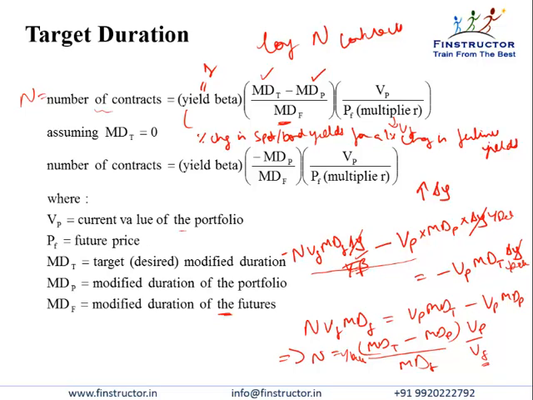Please take a second and try to remember the formula, both the formulas. It's very similar. This will be beta target minus beta portfolio upon beta of the futures, no yield beta complications in equities, into the value of the portfolio divided by the value of one futures contract. So the formula is exactly the same. It may actually make sense to remember this formula because it has multiple applications. You know, it is not very tough to derive also if you forget.